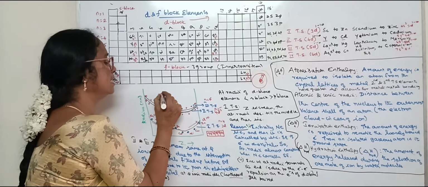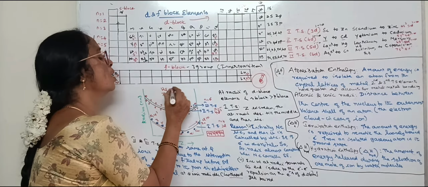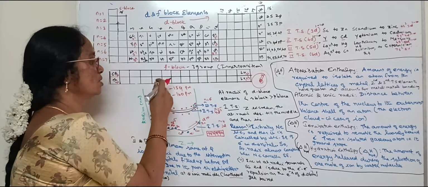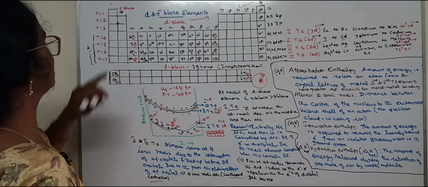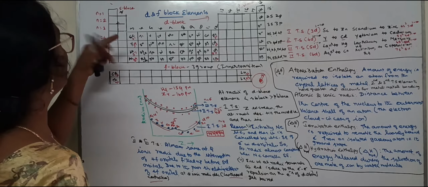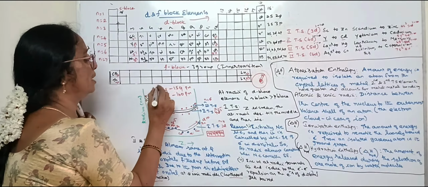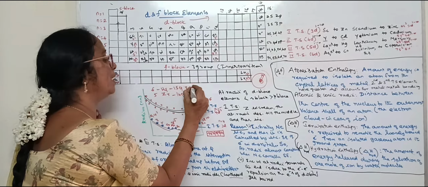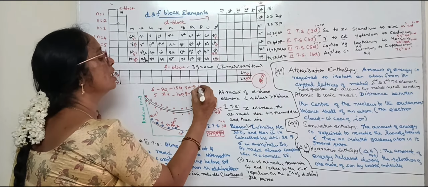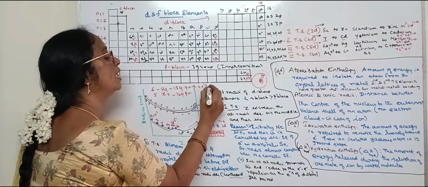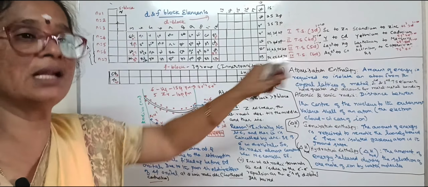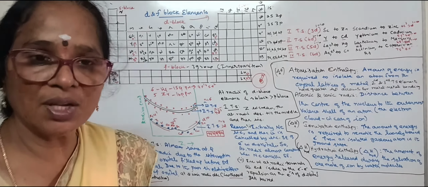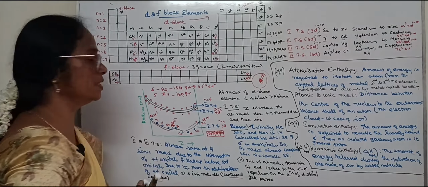We can compare zirconium as well as hafnium. Both of them have 159 and 160 picometer only. So hafnium belongs to the 6th period and zirconium belongs to the fifth period. So this is a 6th period element, this is a 5th period element, but they have similar atomic radii. This is because in hafnium the 4f orbital gets completely filled, and after that only the 5d orbital is being filled up. So this is why second and third transition series have similar atomic radii compared to the first transition series.